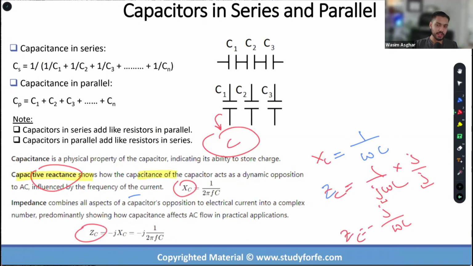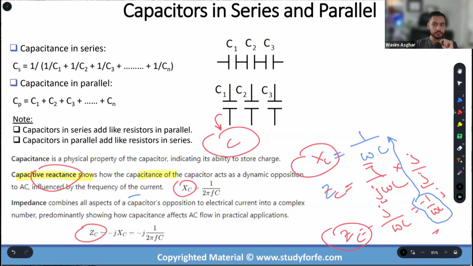And then they basically say that this can be expressed as -1 divided by omega C multiplied by j. So this term, -1 over omega C, is equal to XC. It's neither here nor there as long as you understand the fundamentals. The key concept that I want to explain very quickly is that this X of C is a function of omega, and this Z of C is a function of omega.